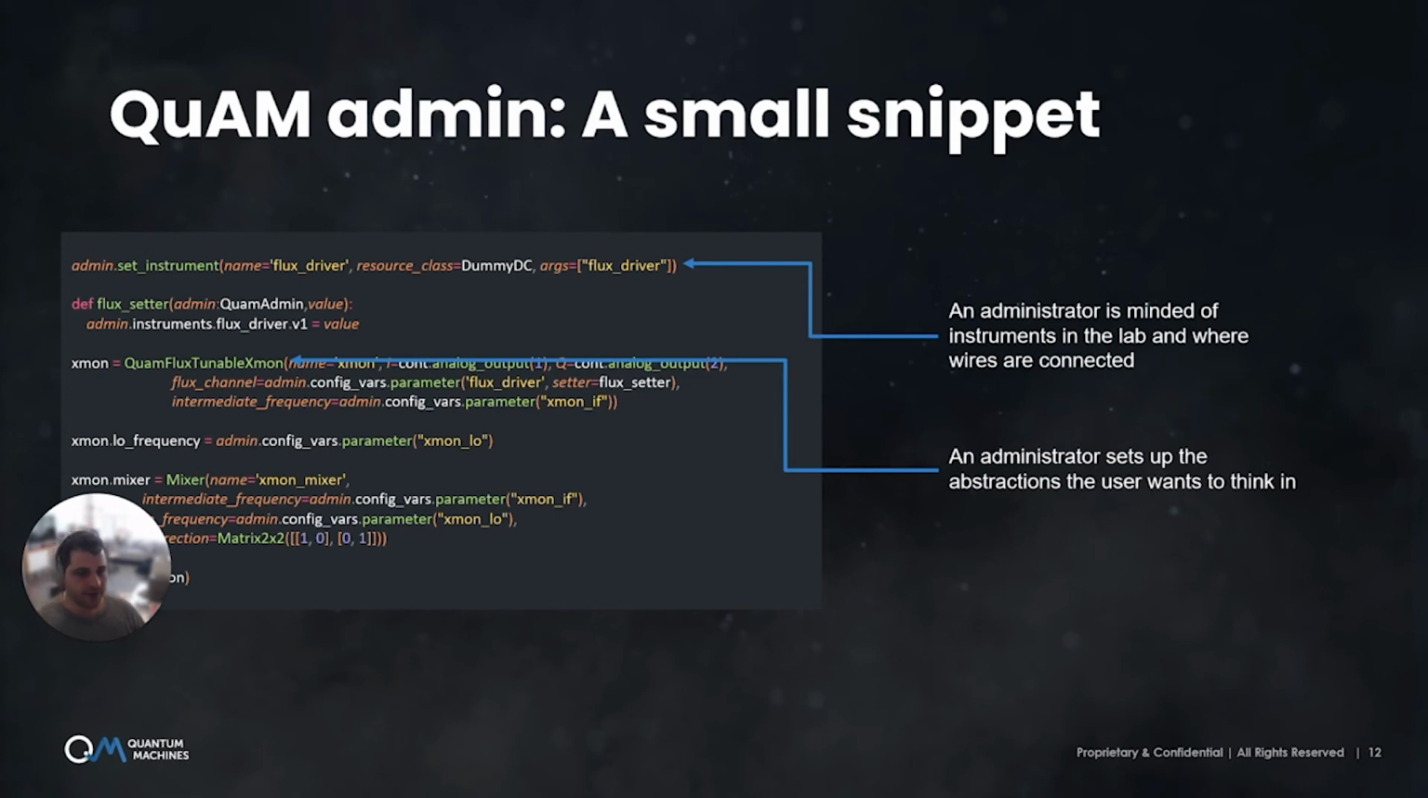QUAM provides a way for users to parametrically describe a lab, as you can see here. These parameters can be numbers, but they can also be set by calling functions, which allows you to transparently bind the abstraction layer to any devices in the lab.